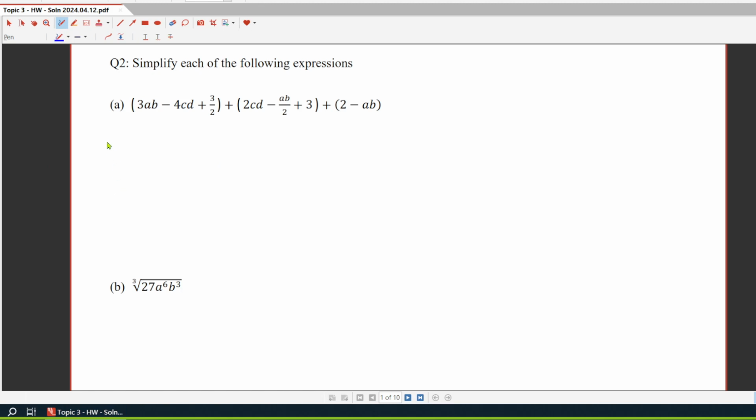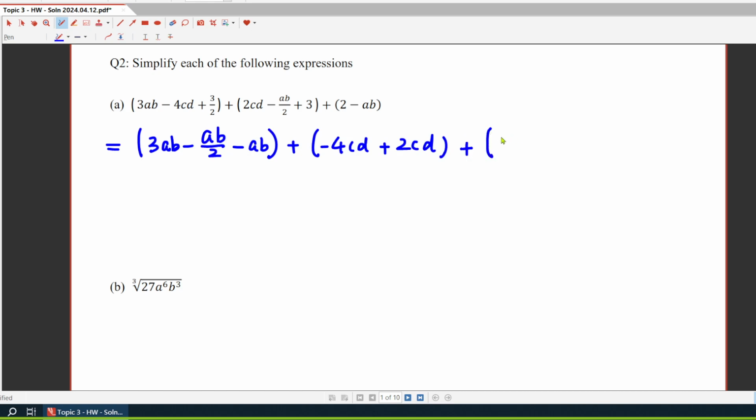Okay, we can combine the like terms, right? So this gives us, we can write all the terms that include AB together, 3AB minus half of AB, and minus AB, right? And plus negative 4CD plus 2CD, and then plus all the constants. We can put all the constants together, right?